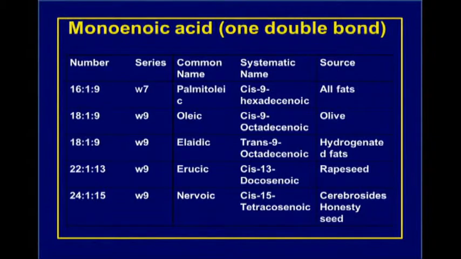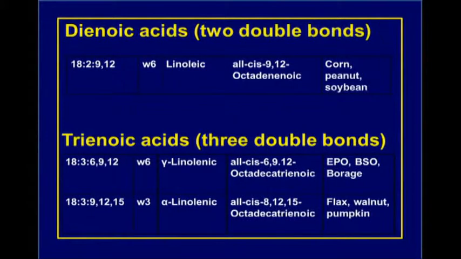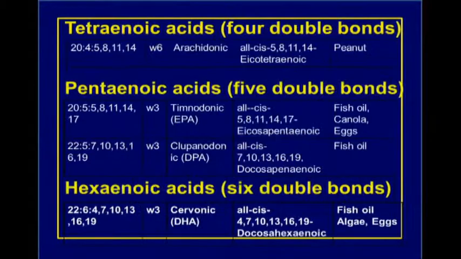Now, we have mono unsaturates, in other words, those that have one double bond. We have those that have two double bonds, those that have three double bonds, like gamma-linoleic acid. We have those that have four, those that have five, and the highest that the human body uses is those that have six, the hexanoic. So docosahexanoic acid, or DHA, is one of the highest ones that the body uses. But with six double bonds, you can imagine how easy it is to oxidize.